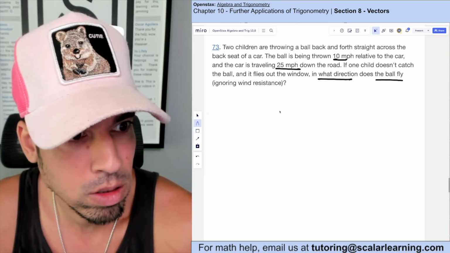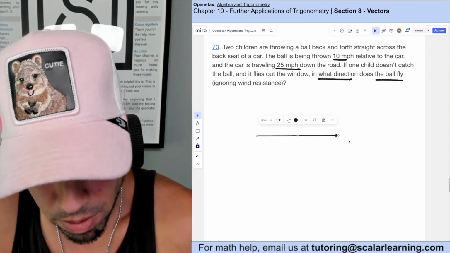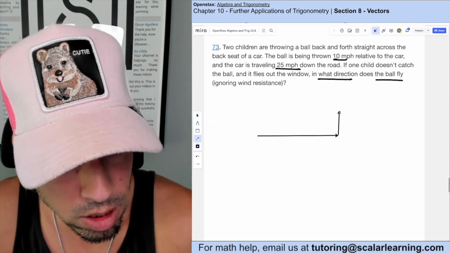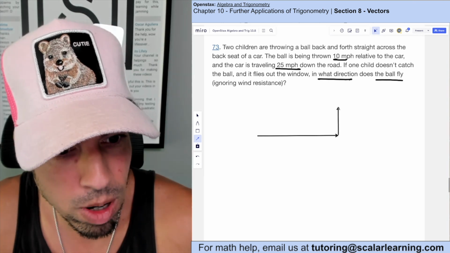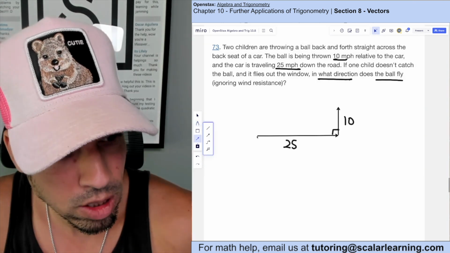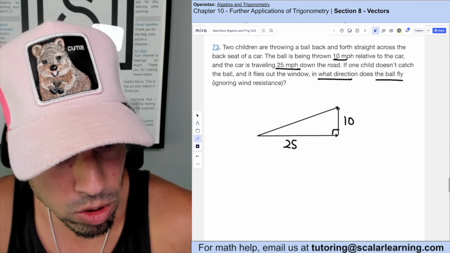So what this sounds like to me is, let's say we're going this way at 25 miles per hour, and then we're going directly perpendicular, because it says going back and forth, right? Left to right, I assume, at 10 miles per hour, meaning that forms an exact right angle. So we want to know what direction this thing is going to go out the window if it continues out, and that's going to be this resultant vector here.